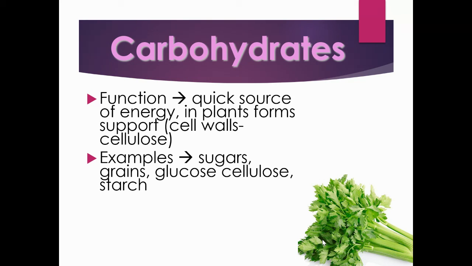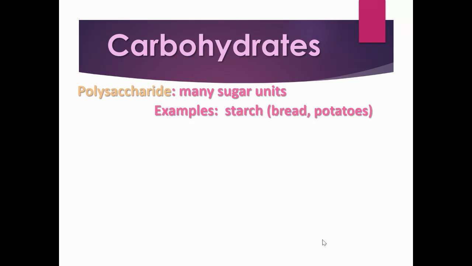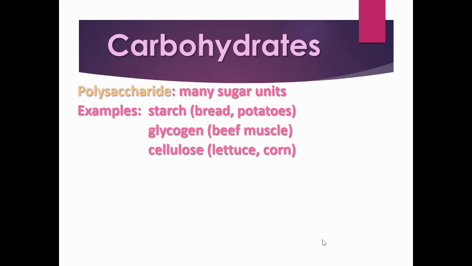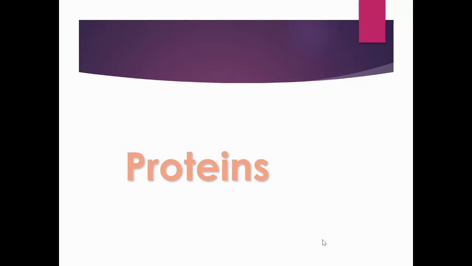You may have a younger brother or sister, and when they eat too much candy, they have a lot of energy. Well, that's because carbohydrates, sugars, give a quick form of energy. Polysaccharide: poly means many, that's many sugar units together. Examples of polysaccharides are starches, like breads and potatoes, glycogen, and cellulose, and that's a picture of a polysaccharide. Proteins.